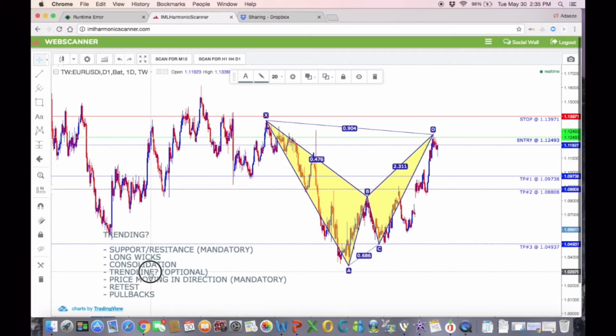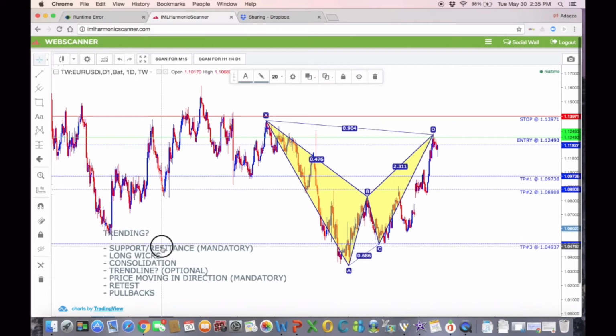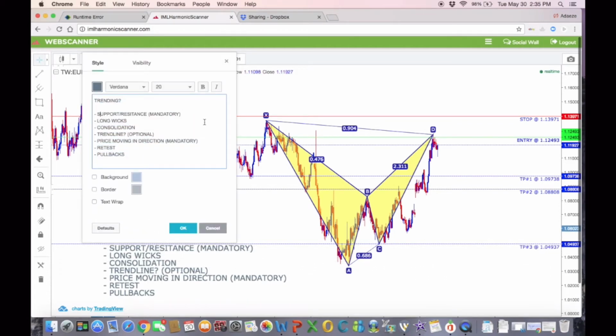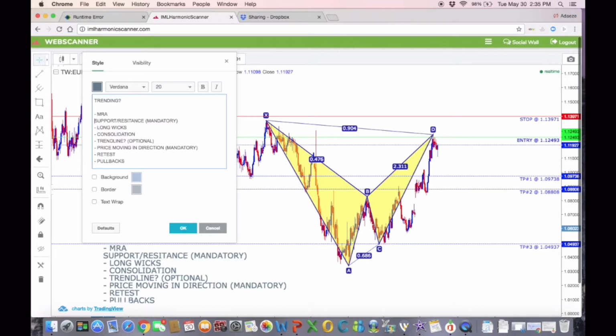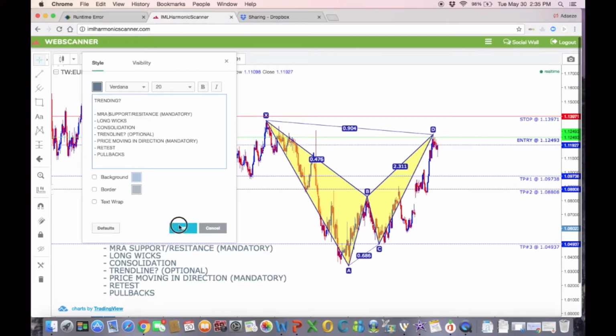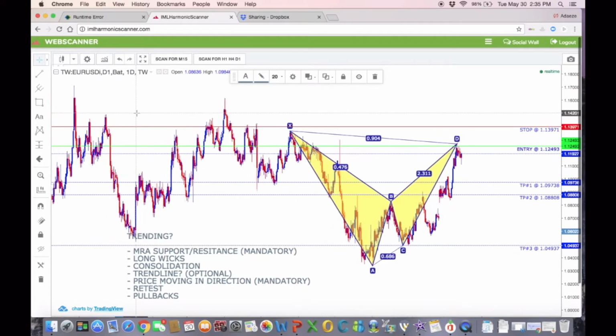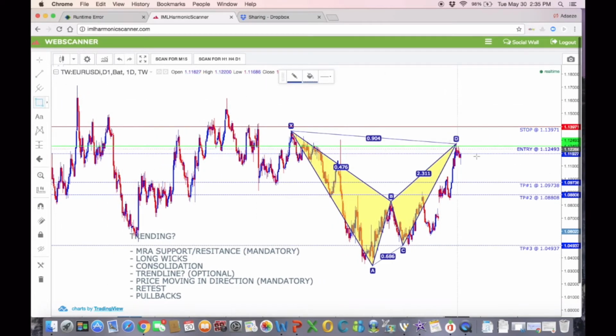Okay, so the first thing that I like to look for in anything, I said it's mandatory, is support resistance. Also, remember we called those MRAs, major reversal areas. Okay, I'm going to actually just say MRAs. Major reversal areas. We look for areas where price reversed majorly.